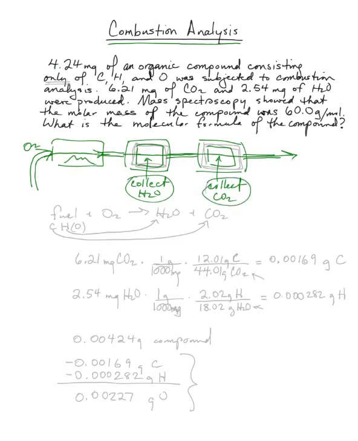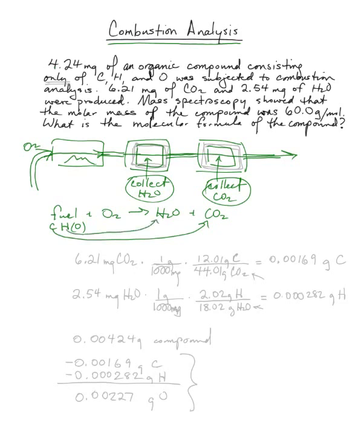When we burn an organic compound, you're going to have the fuel, you're going to have the oxygen, and what you're going to make is water and carbon dioxide. From this organic fuel, which has carbon and hydrogen and maybe some oxygen in it, the carbons all end up in carbon dioxide, and the hydrogens all end up in the water.